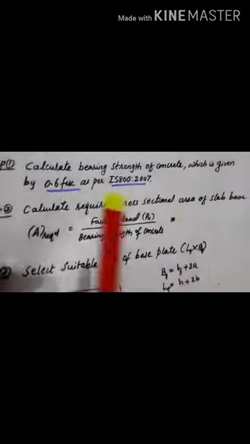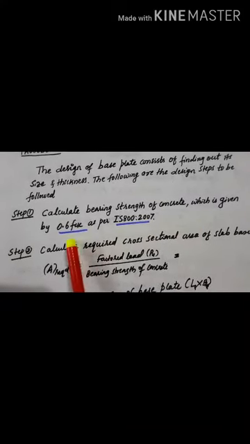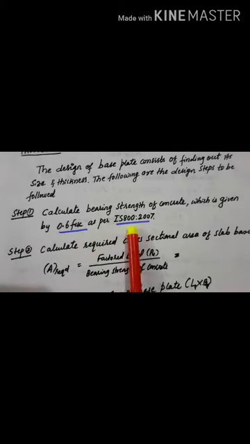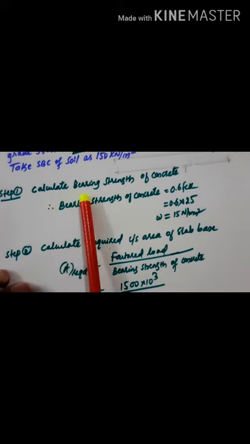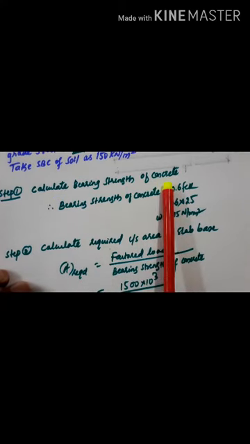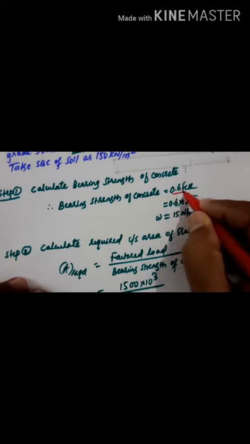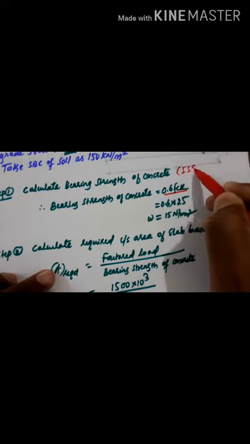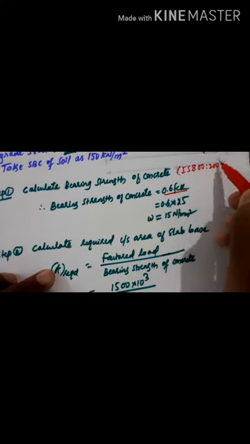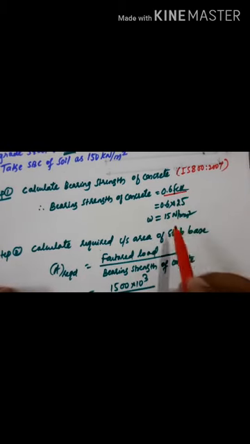The first step we need to follow is to calculate the strength of concrete, which is given by 0.6 fck as per IS 800:2007. So here I have written step number 1: calculate the bearing strength of the concrete. The bearing strength of the concrete is 0.6 fck. This is the formula given in IS 800:2007; you can write it here as a reference. In this code, this formula has been given.